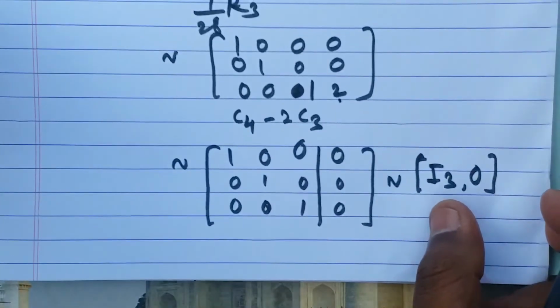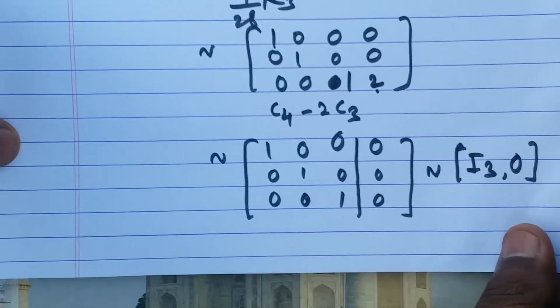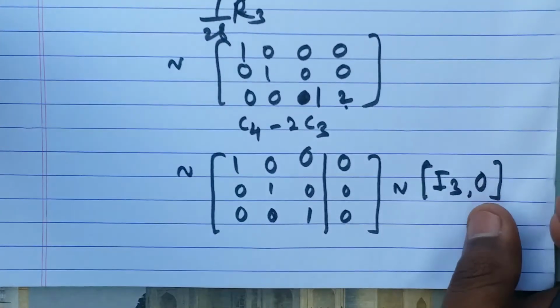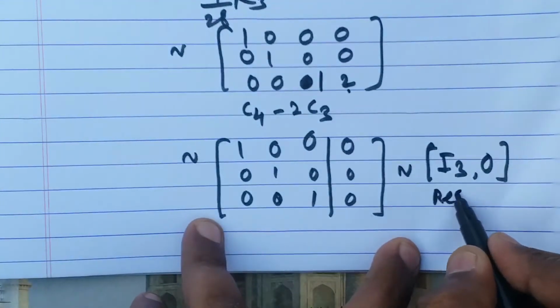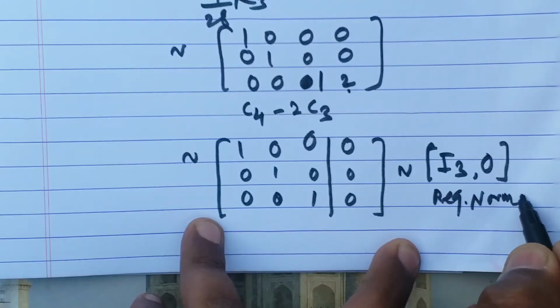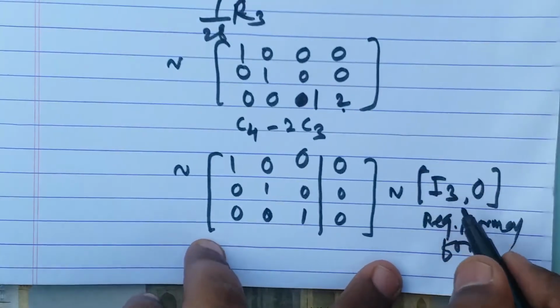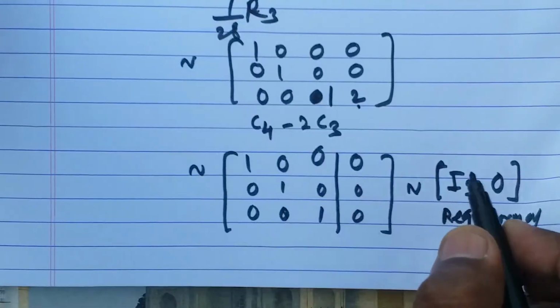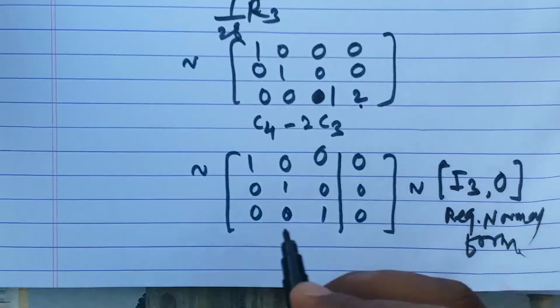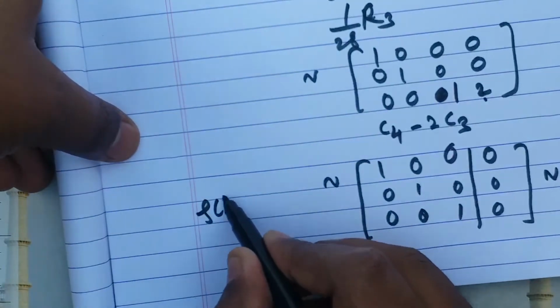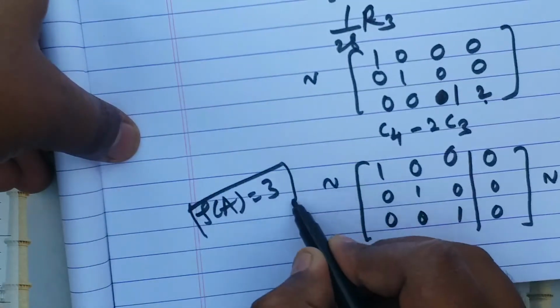So this belongs to the form [I3 0]. Okay, in this way we are going to write finally the normal form. This is the required normal form. Now once we have the normal form, whatever order of identity matrix you are having in that normal form, that will be your rank. Hence the rank of this matrix A is 3.